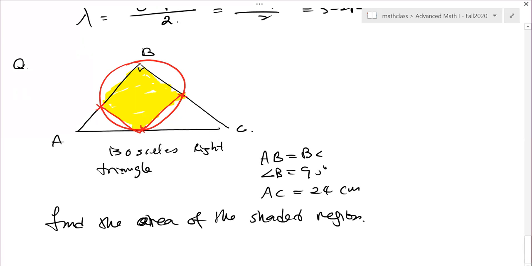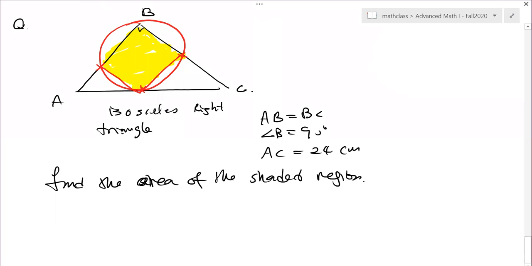We have to do some calculations. My hint is this shared region must be a square, but explain to me why this must be a square. Then all I need is to find the edge length of the square. Then you can find the area. So you have to explain why this must be a square. Once you know it's a square, then you probably can find the area.